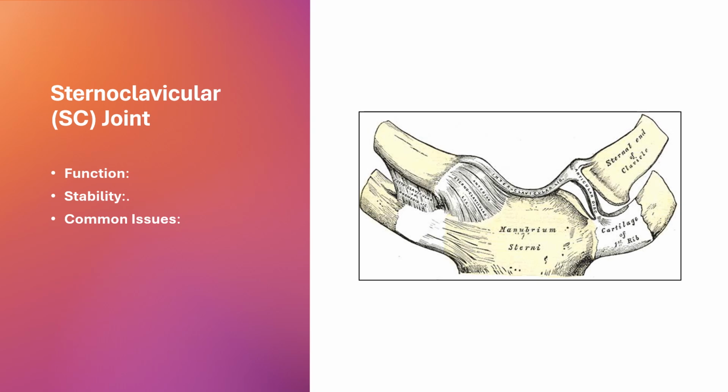Now, dislocations of the SC joint are rare, but they can occur due to trauma. Now, such dislocations can be anterior or posterior, with the latter being more severe due to the proximity of vital structures like blood vessels and nerves.